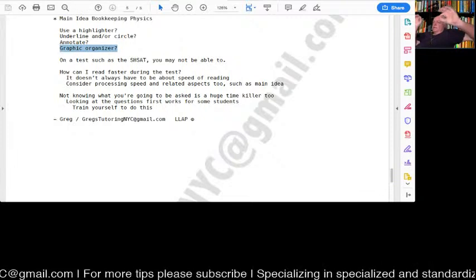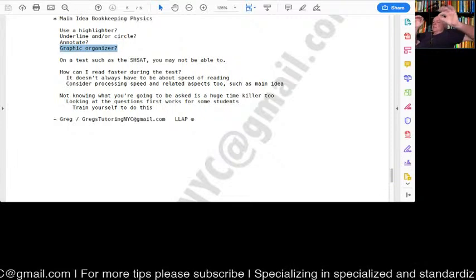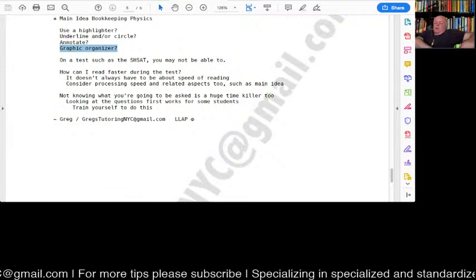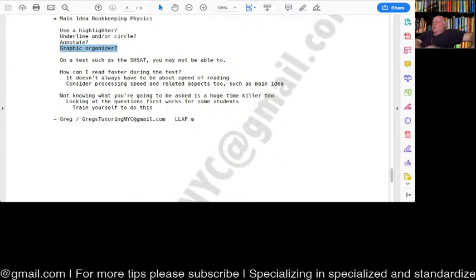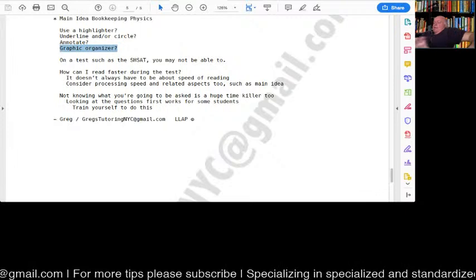Get the main idea of each question. Some questions you don't have to memorize or even get the main idea, because if the question is, what's the main idea of this passage? Well, that's a given and that's going to happen. So that one you don't even care about.